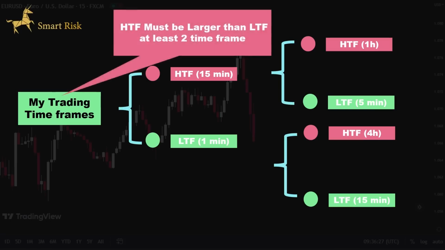But the key rule you should always obey is that your higher time frame, which you would use for market analysis, must be larger, at least 2 times frame.